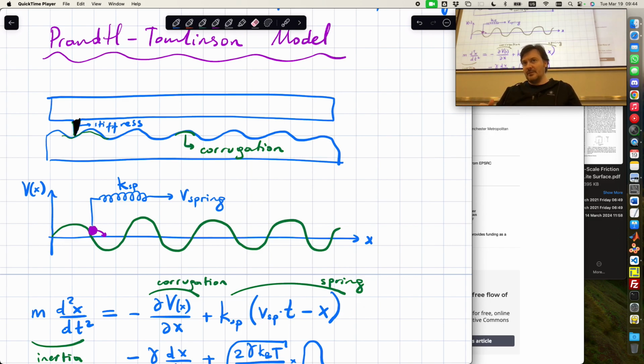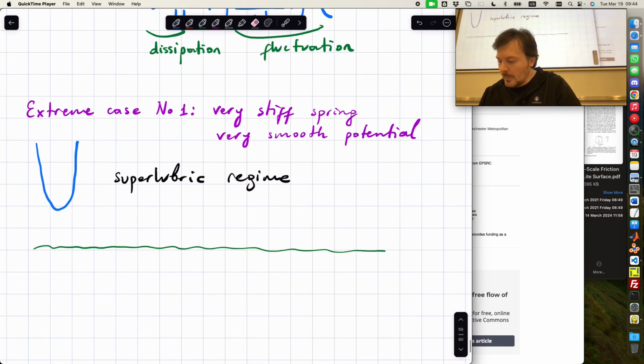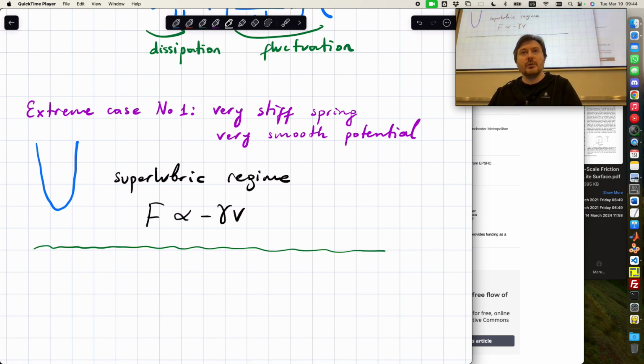Does it make sense? So in the superlubric regime, really the only friction that you get is due to dissipation. So indeed, you are in this Stokes regime. Friction is proportional to minus gamma V. Coulomb law doesn't apply here. Okay? Superlubric regime.